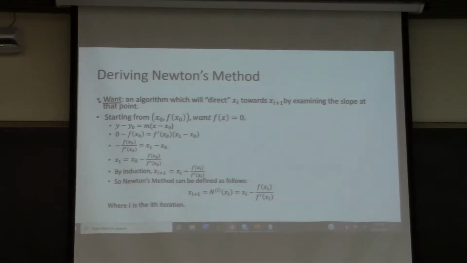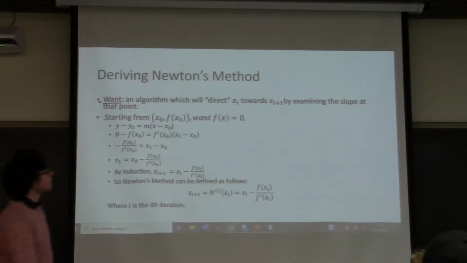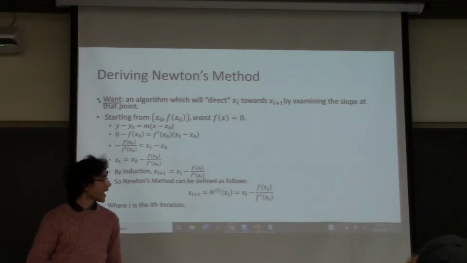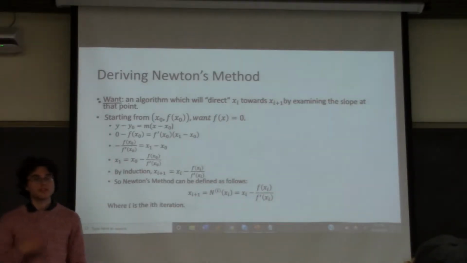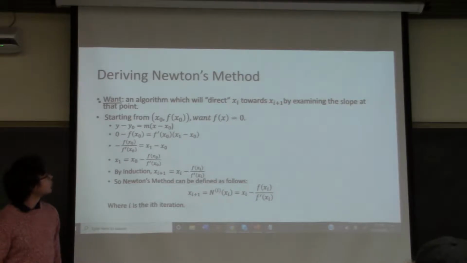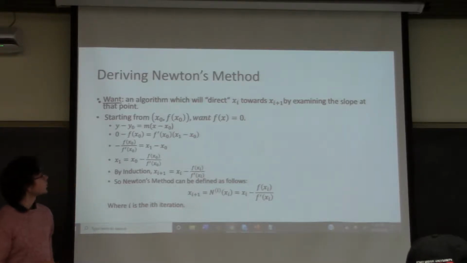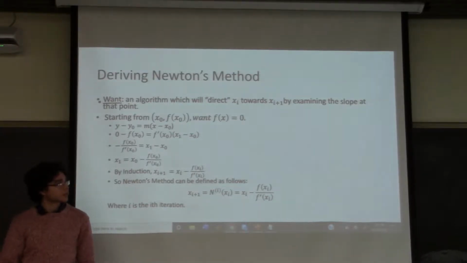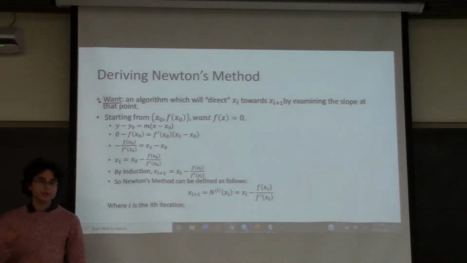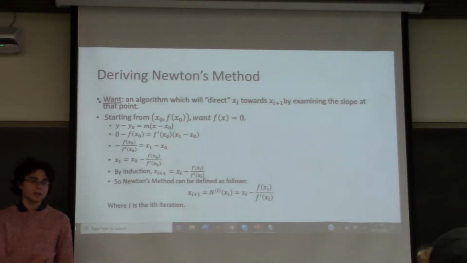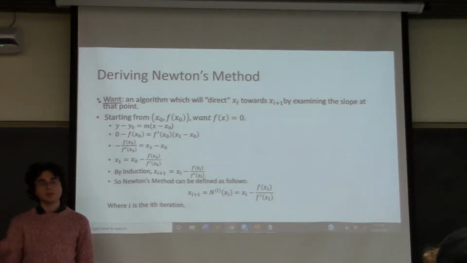Now, how do we derive Newton's method? I was talking about it as if it was an abstract idea, which is technically how you come up with these ideas, with things that you desire. So what do you want? You want an algorithm which will direct xi towards xi plus 1 by examining the slope at that point. So we're constantly checking what the value is, checking the derivative, and creating a tangent line that will take us to, ideally, a better point.